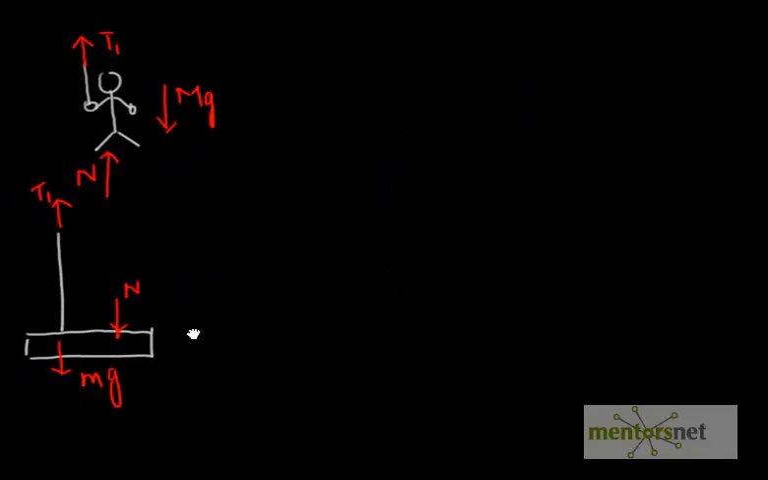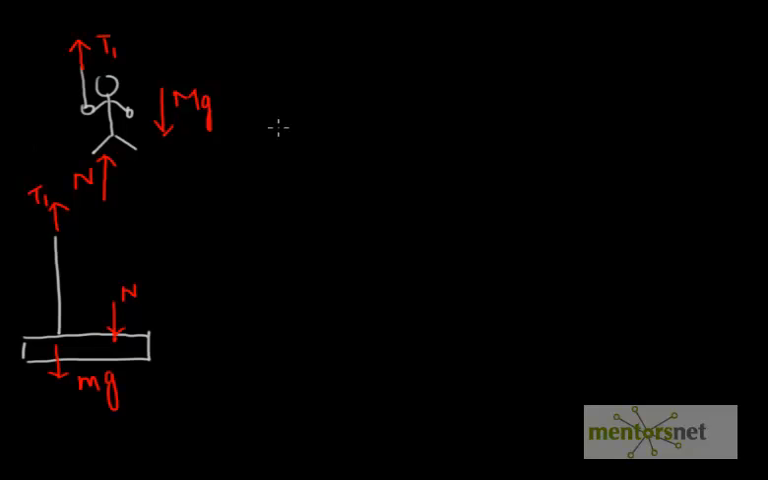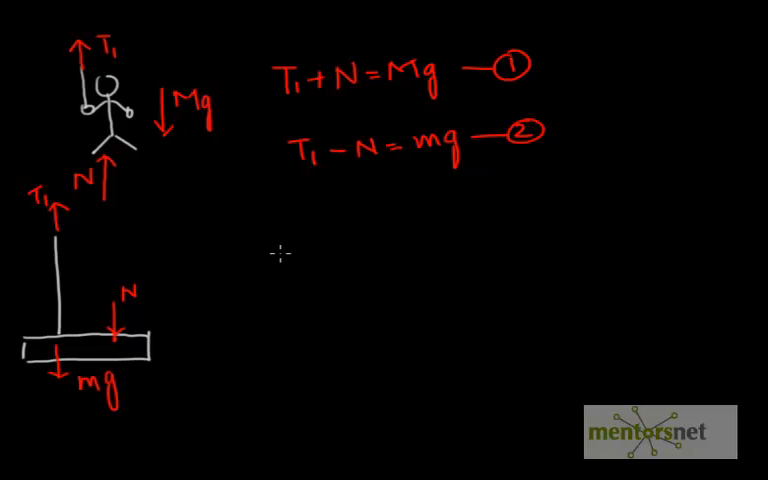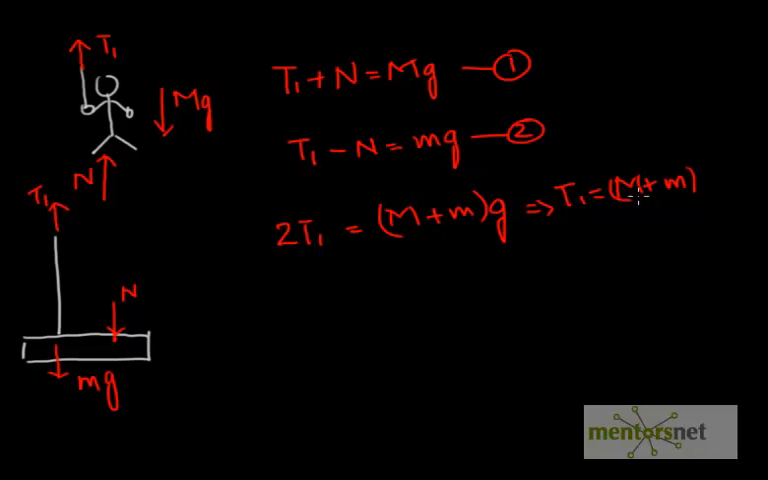Now all we need to do to solve for the tension and the normal reaction is balance forces in both these diagrams. So over here what we have is T1 plus N is equal to capital M g. This is your equation 1. And from here what we have is T1 minus N is equal to small m g. This is equation 2. So just add these two equations and what we'll get is 2T1 is equal to M plus m into g, which gives T1 is equal to (M plus m) g by 2.